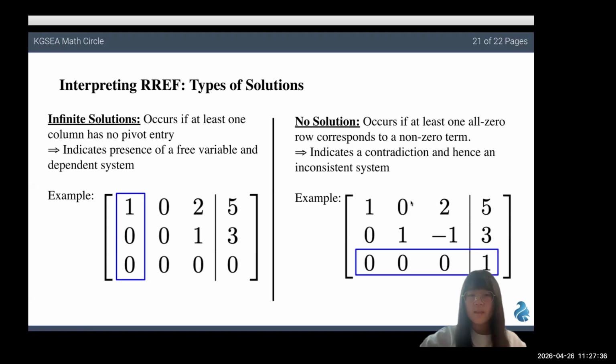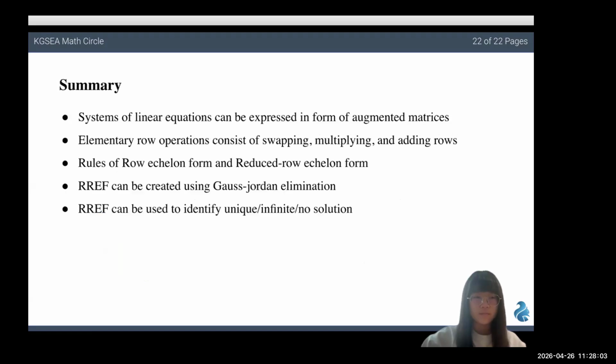so y can take any value without constraints. Lastly, a system can also have no solution if there is a contradiction, which means that if at least one all-zero row has a corresponding non-zero constant term on the right, this indicates that the system is inconsistent and therefore has no solution. For example, since the last row of this matrix states that 0x plus 0y plus 0z is equal to 1, there's no values of x, y, and z that can satisfy the system.